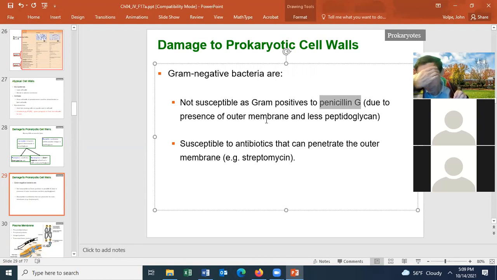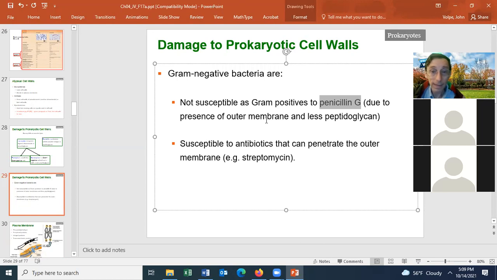But some detergents can't get through the gram-negative outer membrane as well. And so the detergent isn't very effective on gram-negative cells. Now, admittedly, these detergents aren't real strong detergents, so they're not that great on gram-positives.